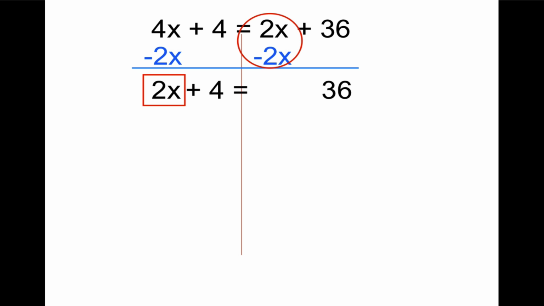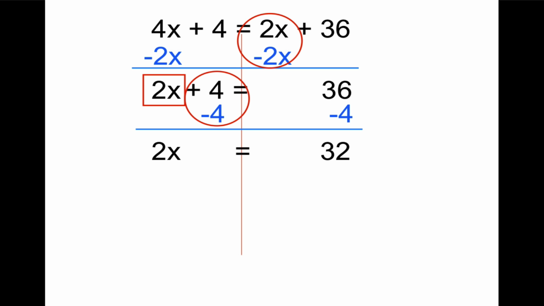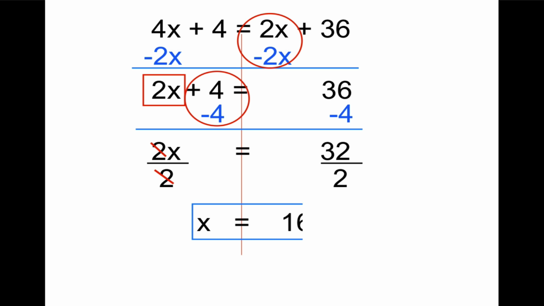So we box out the 2x, and what do we do first? Step 1, add or subtract. Step 2, multiply or divide. We'll subtract 4 on each side and bring down the box. So 2x is going to be equal to 32. Step 2, multiply or divide. In this case, it's a multiplication problem, so we'll divide both sides by 2. 2 divided by 2 equals 1. So we have 1x, or just x, is equal to 16.